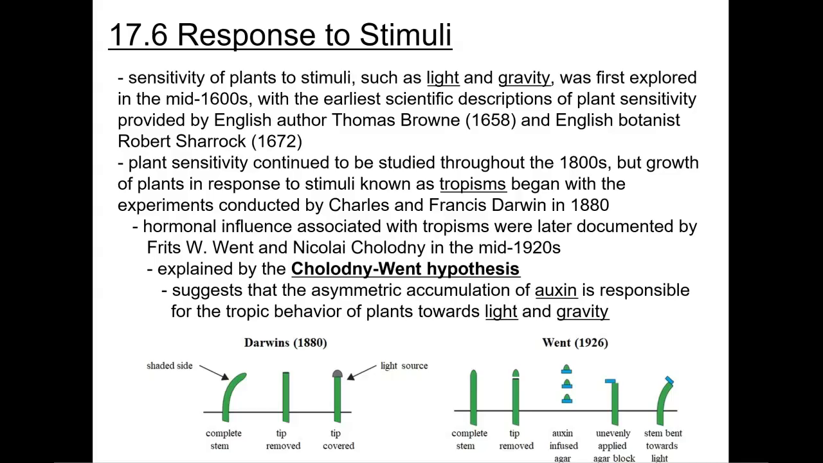They explained, by the Cholodny-Went hypothesis, that the asymmetric accumulation of auxin is responsible for the tropic behavior of plants towards light and gravity. So basically, plants are going to bend towards light. As they're bending towards light, what's happening is we have auxins building up on the shaded side. Those auxins cause the cells to become elongated and to grow longer on the side that's shaded than the side facing the sun or the light. Therefore, it allows the plant to bend and get as much light as possible.